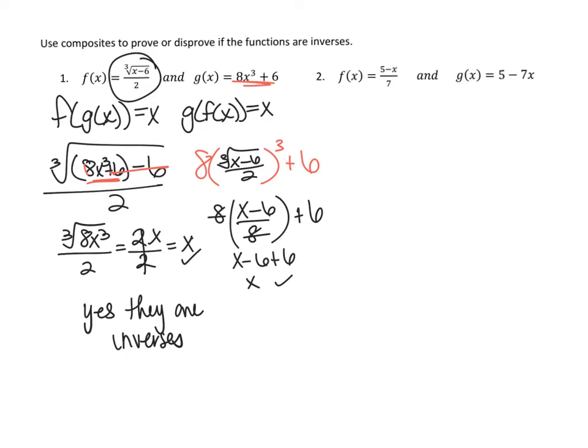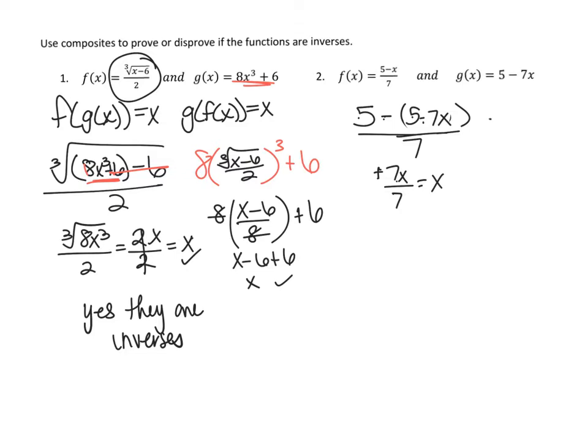Same thing for number 2. So we're going to take f of g of x. So f is 5 minus x over 7. And we're going to put g of x in here. And then g of x is 5 minus 7x. And so 5 minus 5 is 0. So negative 7x. This becomes plus. Negative times negative becomes positive 7x. And then 7. So 7x divided by 7 is x.